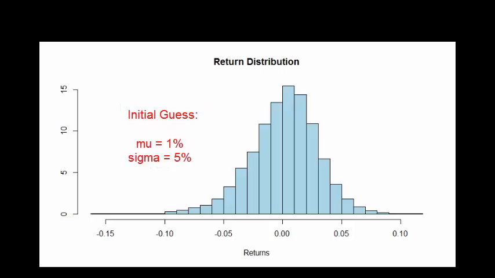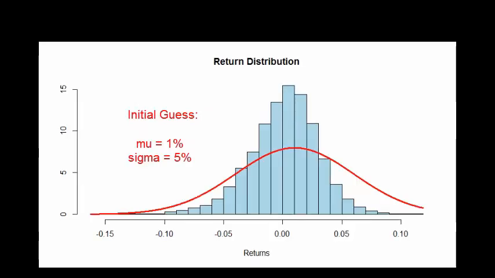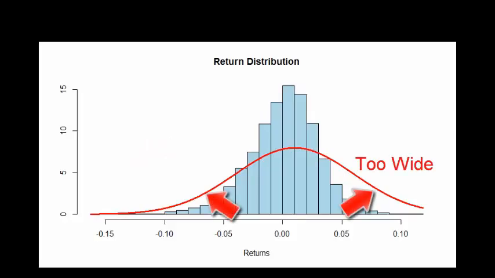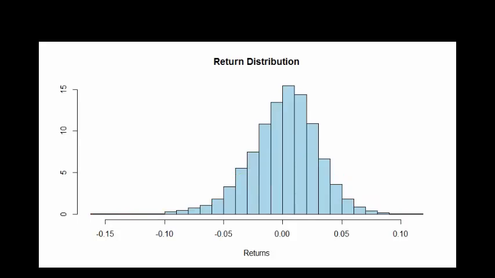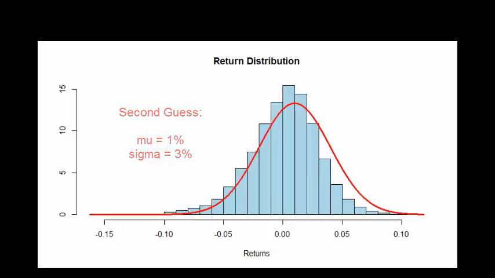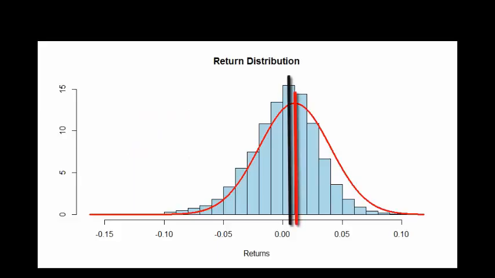Visually, if we overlay our mathematical function over top the distribution, we get the following. From our graph, the red line appears much wider than the actual data. This implies that it is not likely or probable that our actual data came from the distribution modeled by the red line. The maximum likelihood estimation process would then attempt to select new parameters. Let's say it selects mu equals 1% and sigma equals 3%. Visually, we can see that the width is more appropriate, but the center of the distribution appears misaligned.